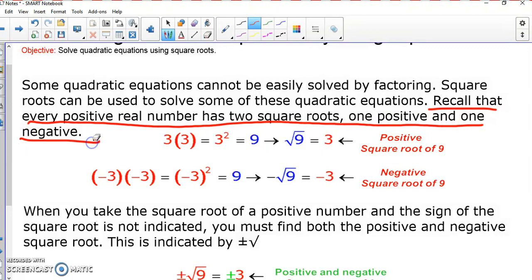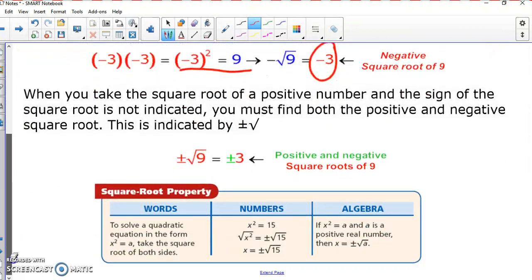roots, one positive and one negative. Okay, so remember that the reason that works is because I'm taking a negative times a negative or a positive times a positive when I square something. And in both of these instances, it would equal 9. So when I take the square root of 9, it could be equal to either positive 3 or negative 3. So the way I indicate that is I use this plus or minus symbol. So I would say the positive or negative square root of 9 is either positive or negative 3.